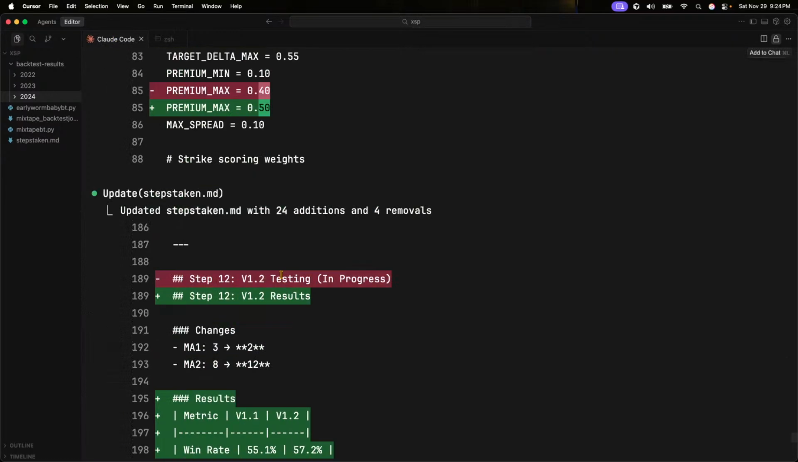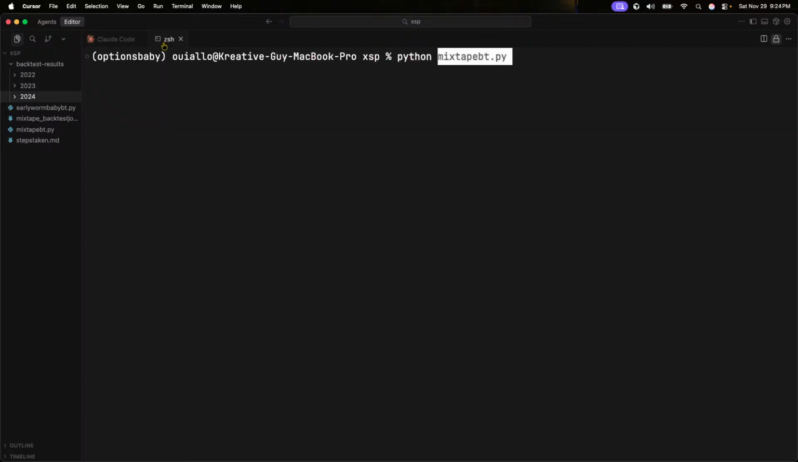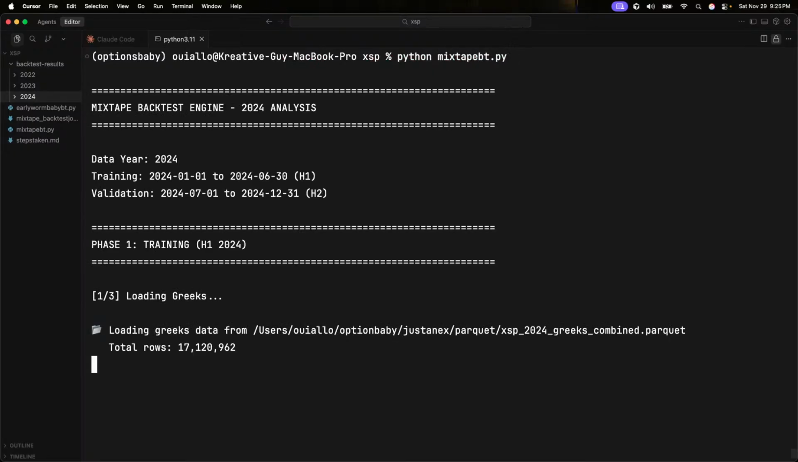All right, update the steps taken. Okay, beautiful. All right, so this is our next update. We've updated the super trend factor from 2.8 to 2.2, and then the premium from 40 to 50. So let's see how that works out. What I'm looking for is to see if our version 1, excuse me, our training period, the first 6 months, performs a lot better than what it's been doing. And then our validation period, the last 6 months, it holds performance, if not gets a little bit better. So let's check it out.